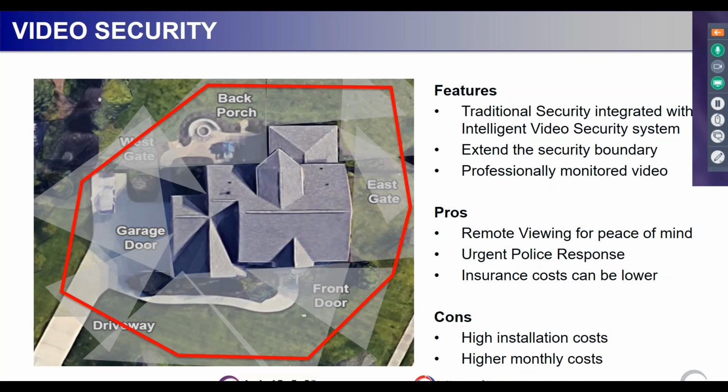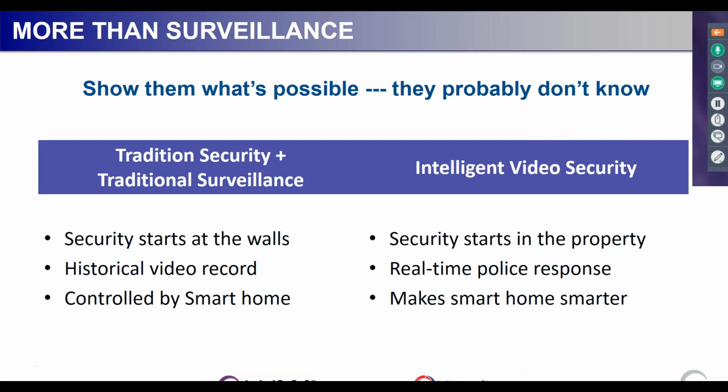We'll talk a little more about how we can do these types of things, but there is more out there than just traditional security, and more than just traditional surveillance. Let's talk a little more about what's possible. So Adrian, can you help us walk through in your mind some of these basic differences between traditional security plus surveillance and what we're calling an intelligent video solution?